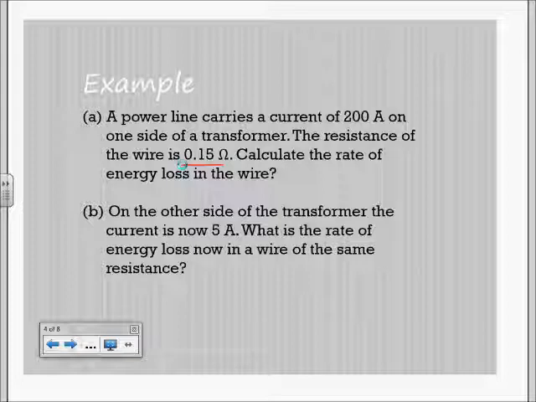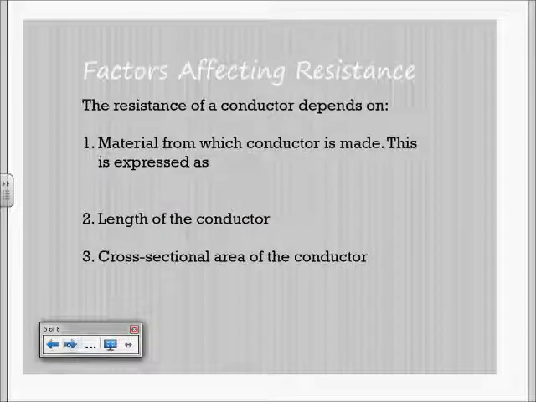Then on the other side of a transformer, we've gone down to a much lower current. We're going to have wires of the same resistance. I want you to figure out what happens when you make that current smaller. Does the power just decrease by a factor of 200 divided by 5, or is it different to that? So you work through that and see what happens.